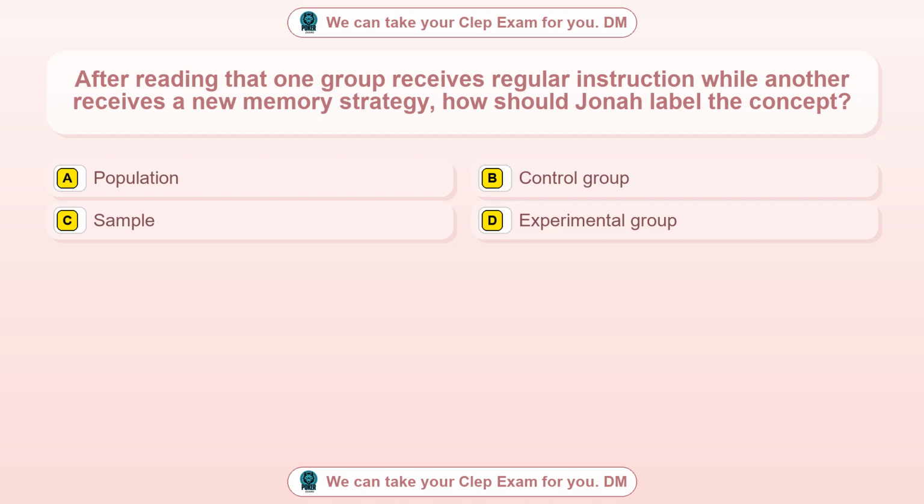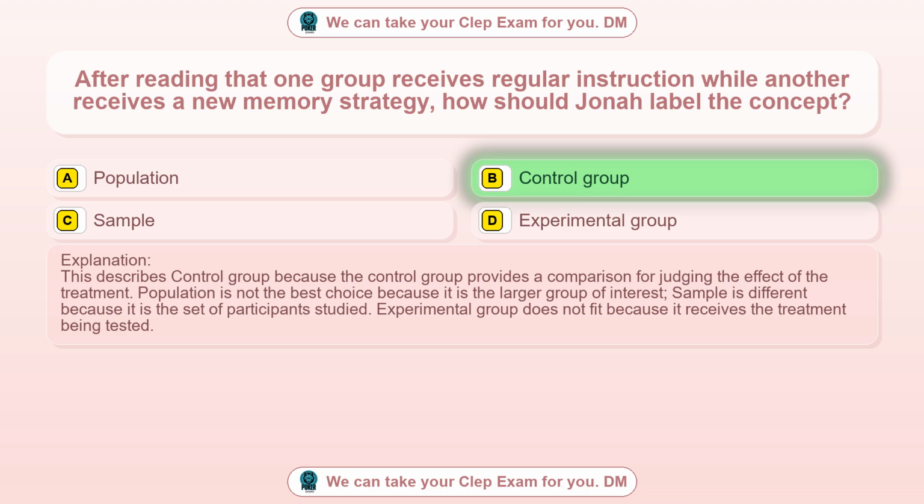Question 92. After reading that one group receives regular instruction while another receives a new memory strategy, how should Jonah label the concept? Option A, population. Option B, control group. Option C, sample. Option D, experimental group. The correct answer is option B, control group.